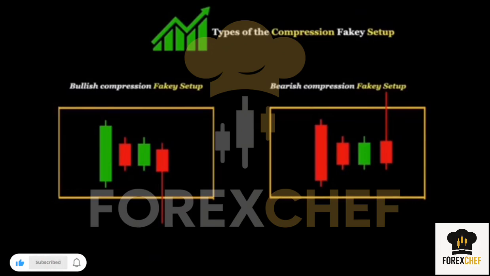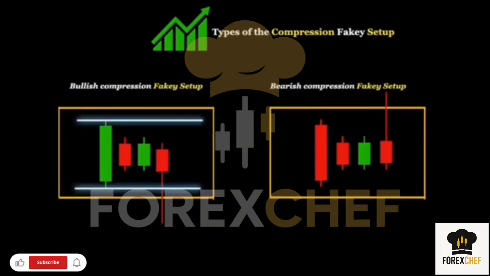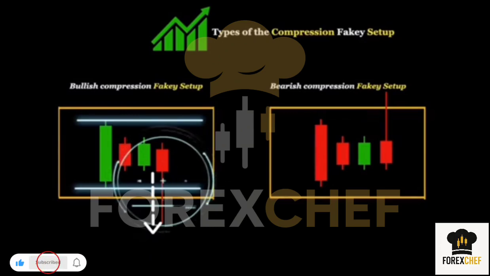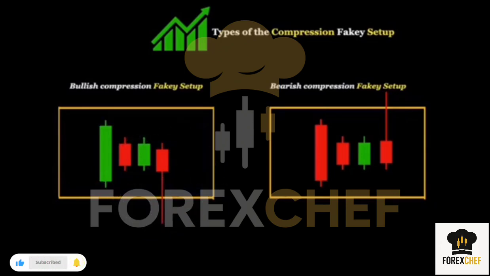It begins with a mother bar, followed by one or more inside bars. That's your compression. Then, a candle breaks below the mother bar, sweeping liquidity, but it closes back inside the range of the mother bar. This false break creates a classic bullish trap and signals smart money is preparing to drive price higher. Now, let's look at the bearish compression fakie setup.